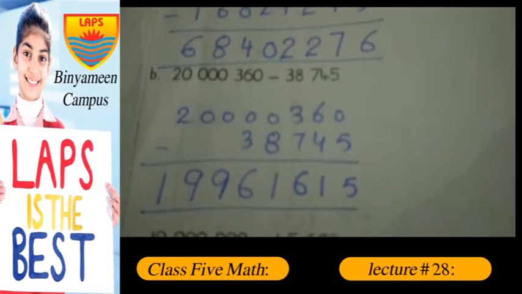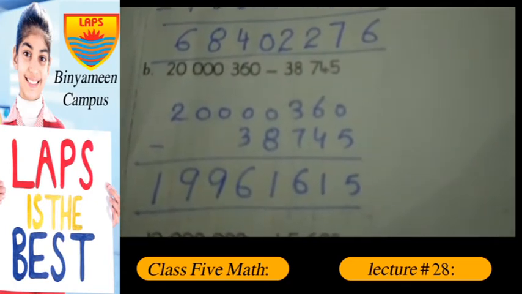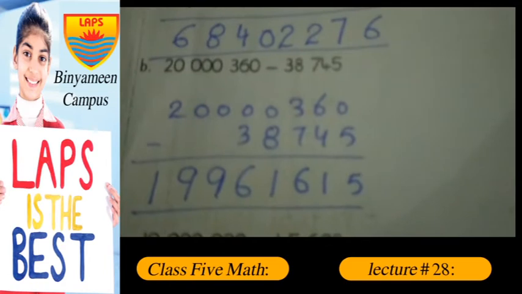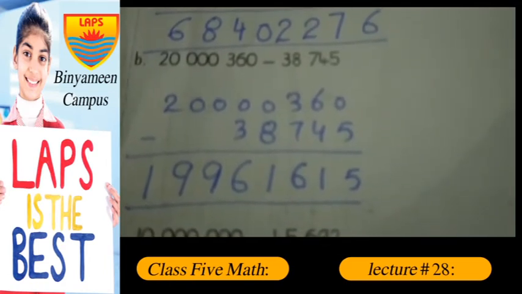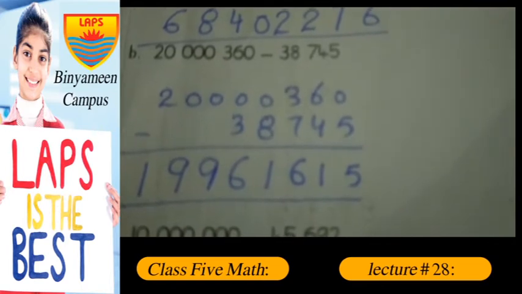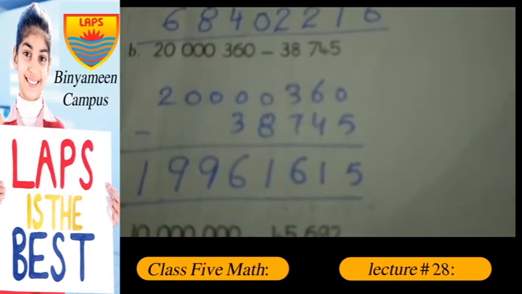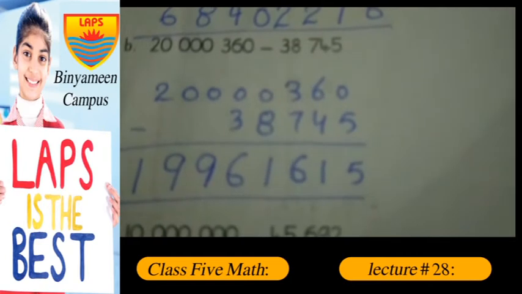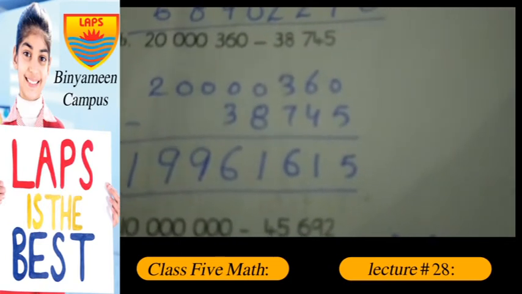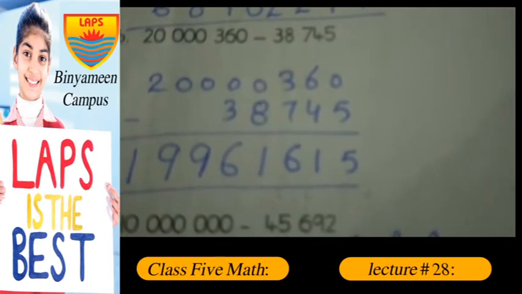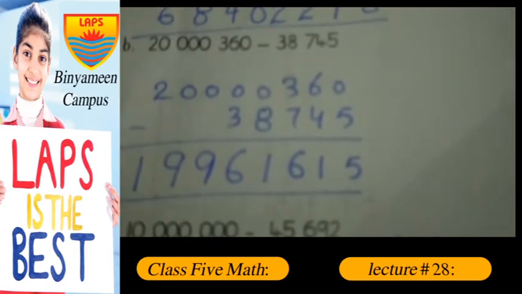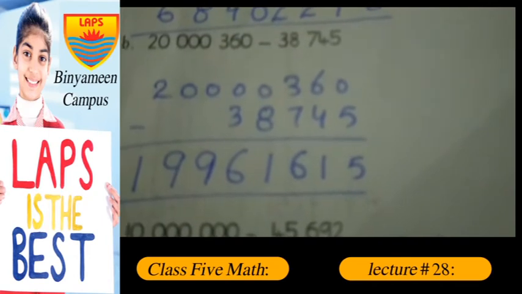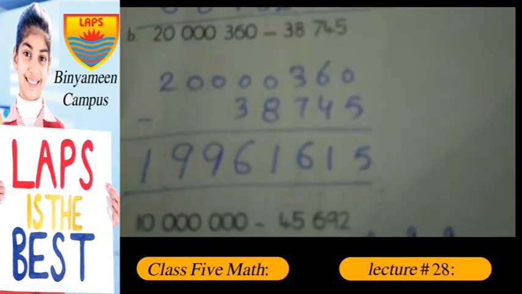Part B, now we subtract 2000360 and subtract the value 38745 from this value. Now we subtract 5 from 0. We take the carry because 5 is greater than 0. We take the carry from 6. It becomes 10. 10 subtract 5, 5. Then 5 subtract 4, 1.